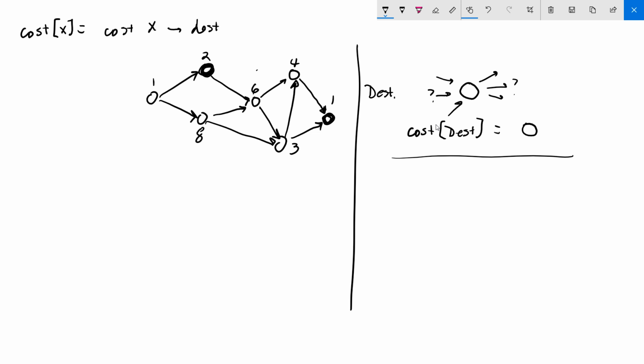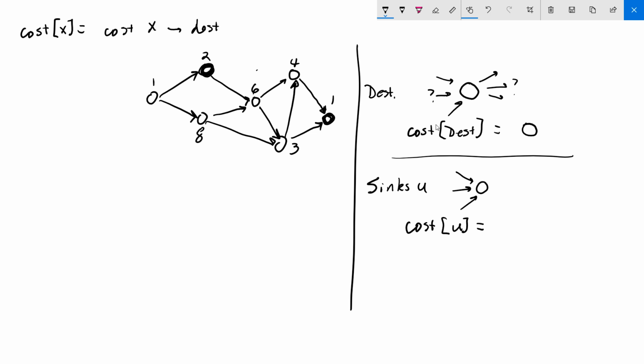Now, you'll have some vertices that are sinks. Assume the destination can be a sink, but we've already dealt with the destination. Suppose you have a sink that's not the destination. So there are edges in, but no edges out. What's the cost of, let's call this vertex U here.